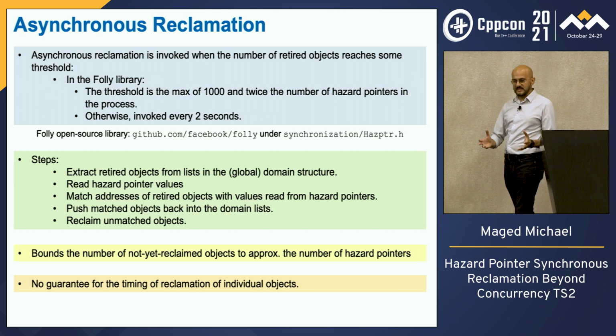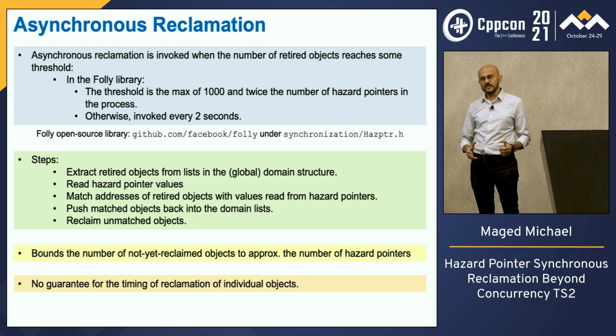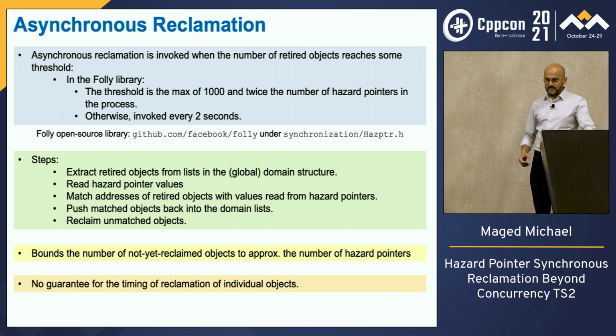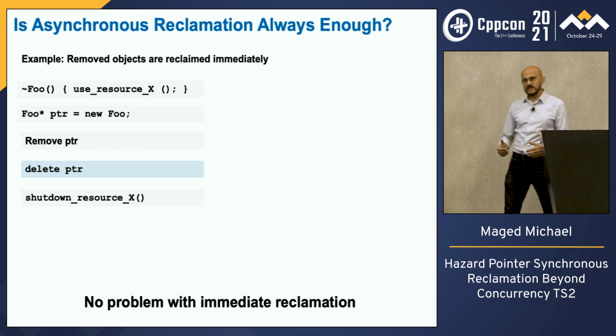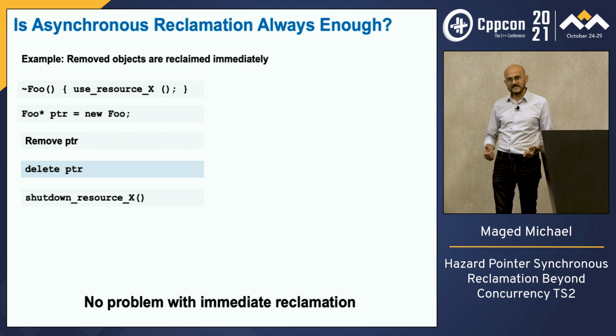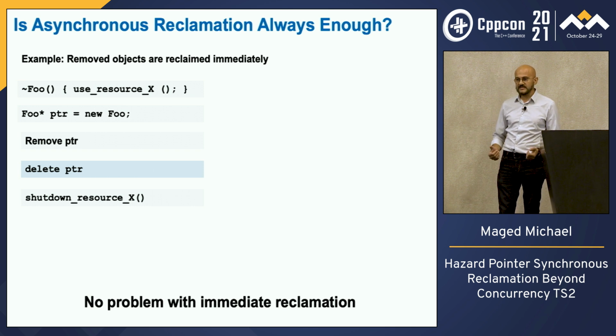As I said, this allows us to bound the number of reclaimable objects that are not yet reclaimed. But there's no guarantee for the timing. So let's look at the question: is asynchronous reclamation always enough for the use cases? We can look at this example, a sequence of events.